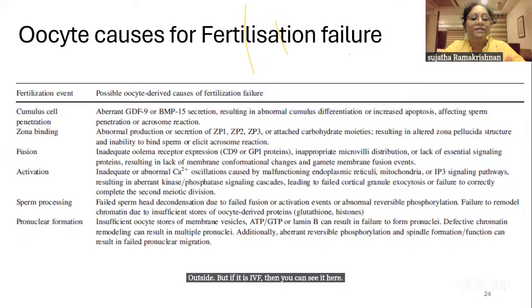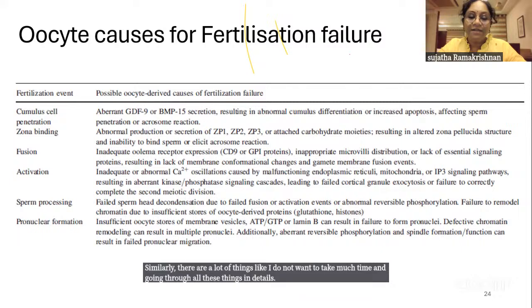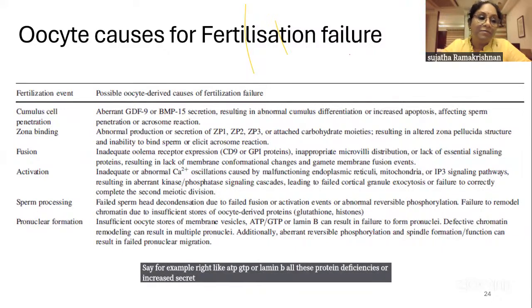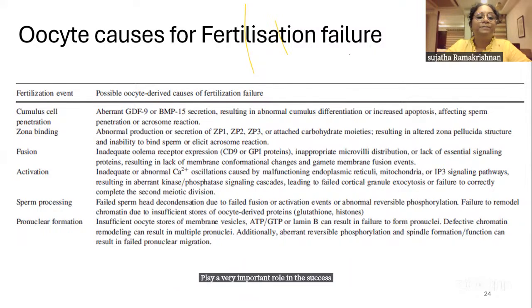Similarly, there are a lot of things, and I do not want to take much time going through all these in detail, but these are things which you cannot measure in day-to-day practice. For example, ATP, GTP, or lamin B, all these protein deficiencies or increased secretion cannot be measured, but you can only attribute them. These could also be the reasons, because studies with fluorescent microscopy and electron microscopy have shown us that all these factors play a very important role in the success of fertilization.